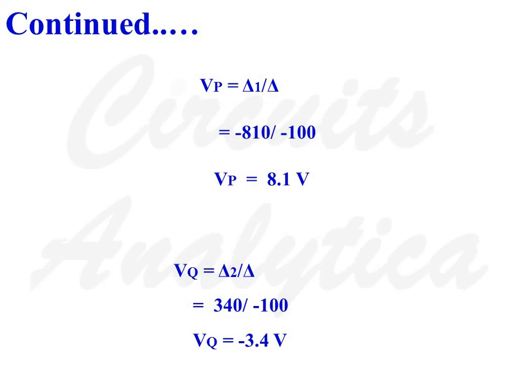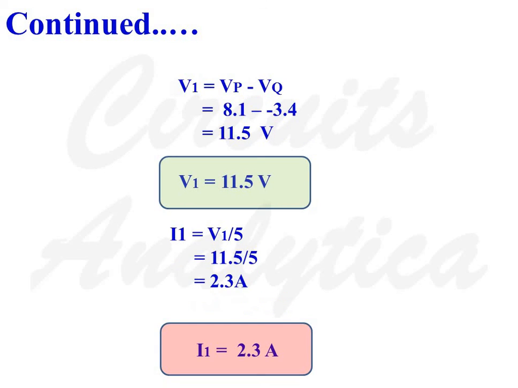So Vp is equal to delta 1 by delta. So Vp is equal to 8.1 volt. Vq is equal to delta 2 by delta. Vq is equal to minus 3.4 volt. So V1 is equal to Vp minus Vq. So V1 is equal to 11.5 volt. And I1 is equal to V1 divided by 5. That means I1 is equal to 2.3 ampere.